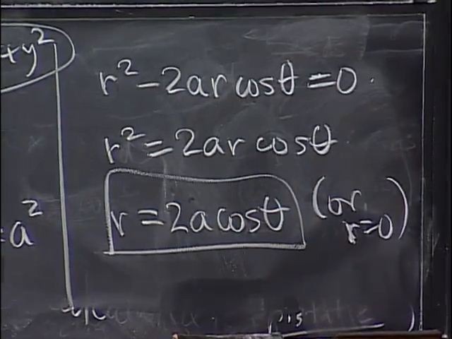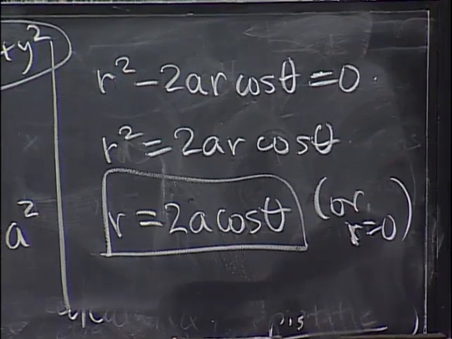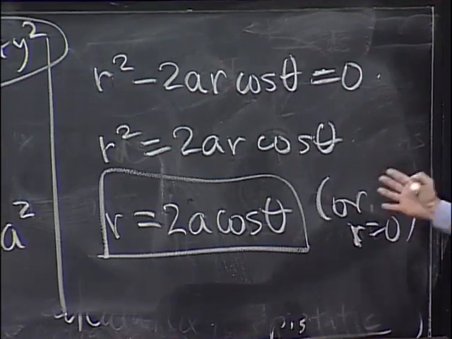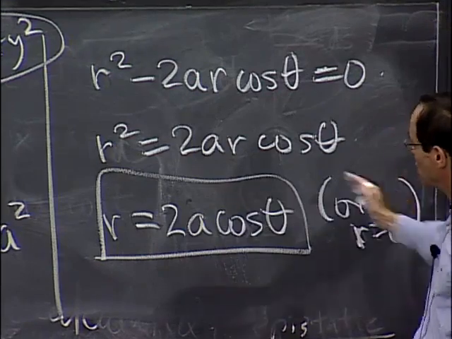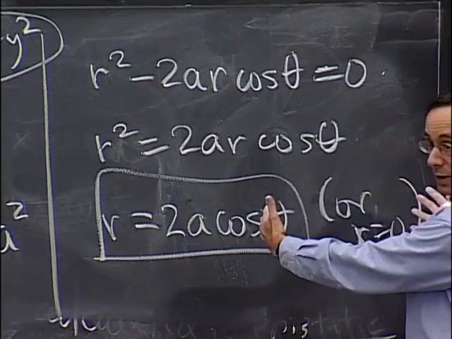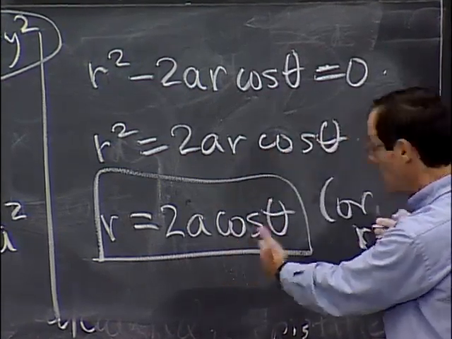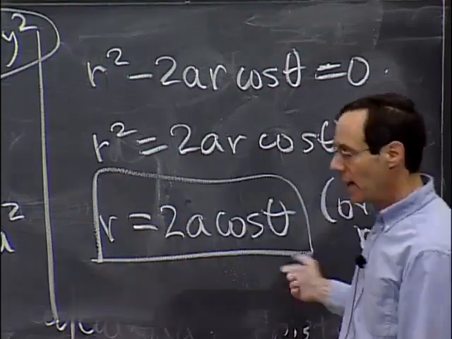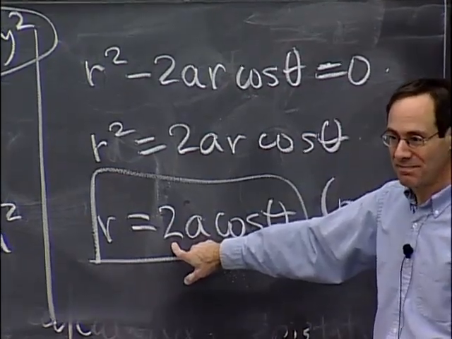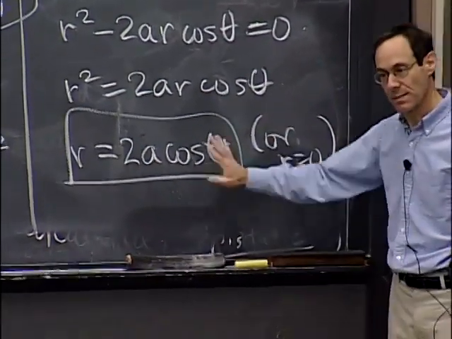Question? R equals 0 is just one case. That is, it's the union of these two. It's both. Both are possible. So r equals 0 is one point on it, and this is all of it. Okay, so we can just ignore this.